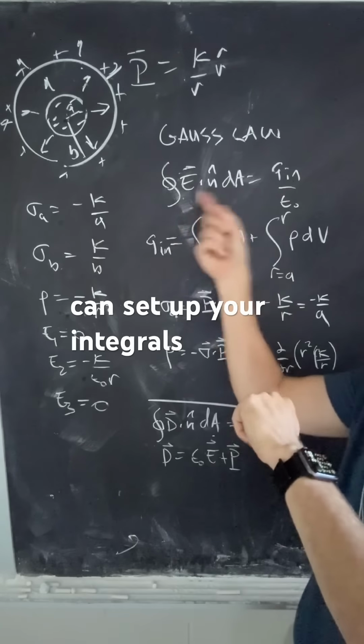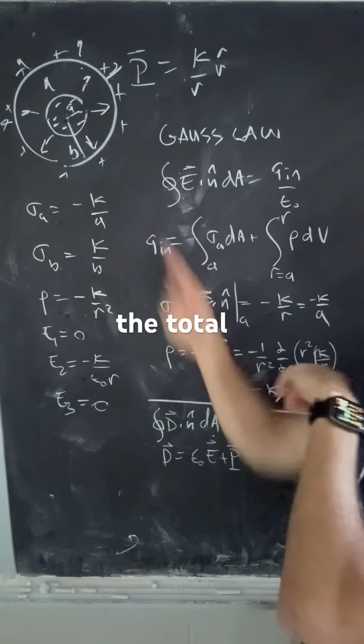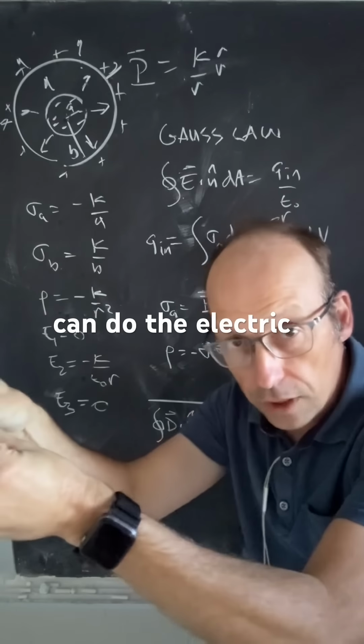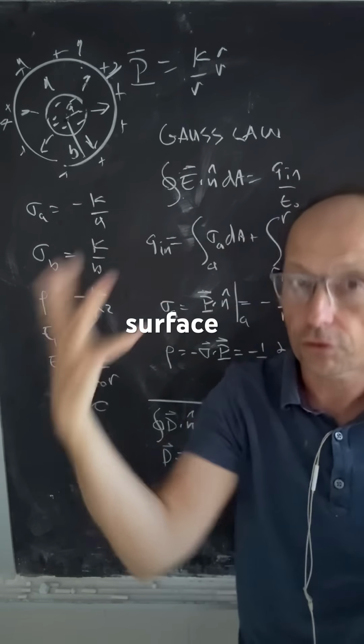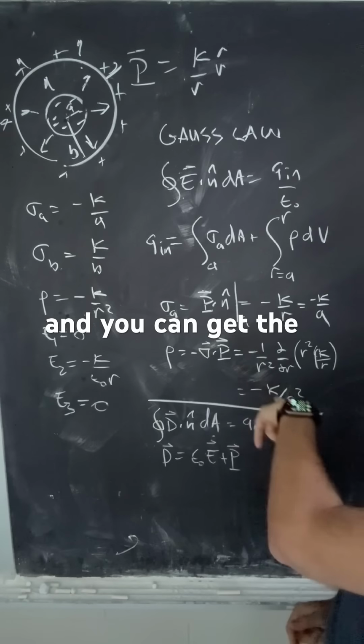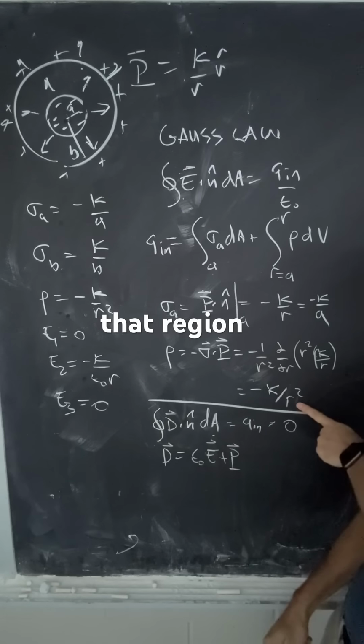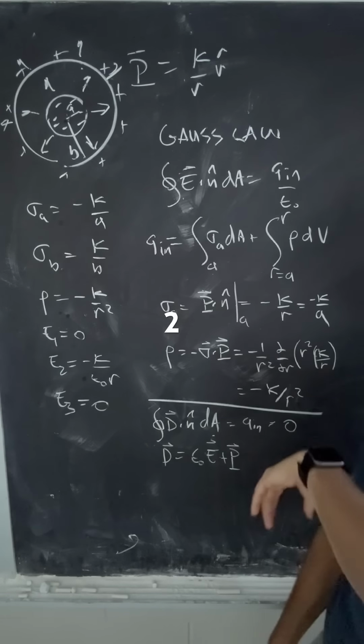And once you do that, you can set up your integrals. You can calculate the total charge. You can do the electric field, the flux, the surface area of the sphere, and you can get the electric field in that region as this: negative k over r squared.